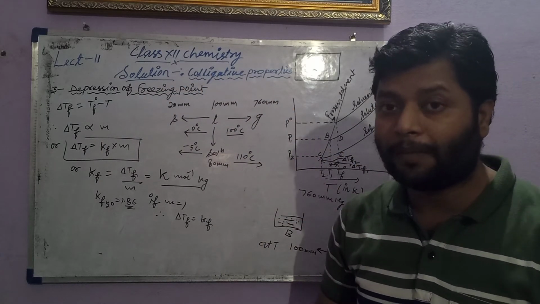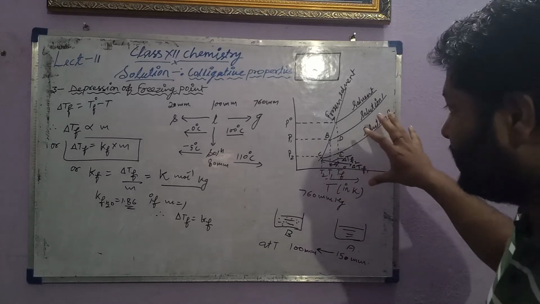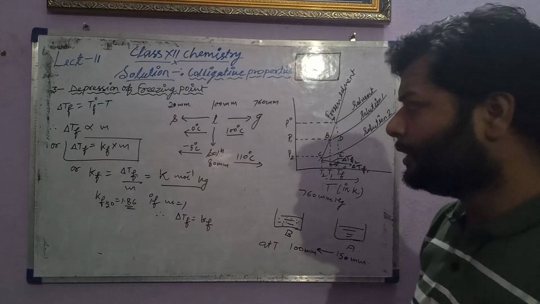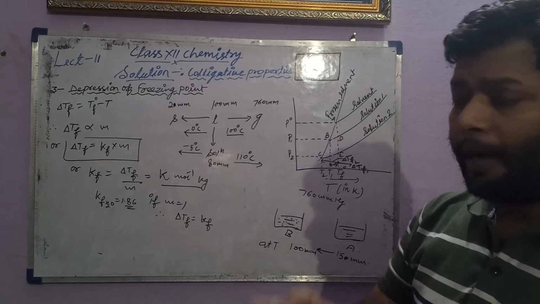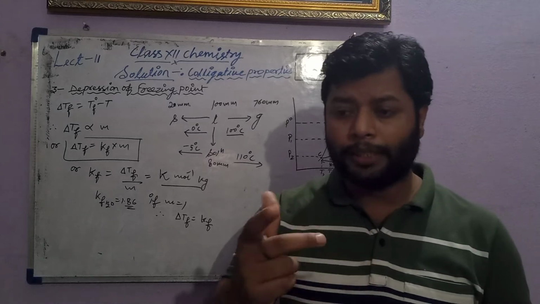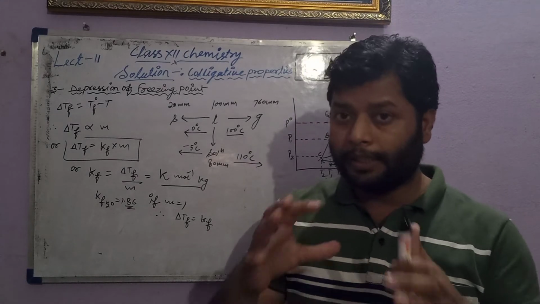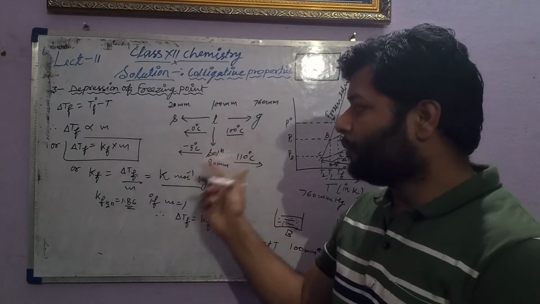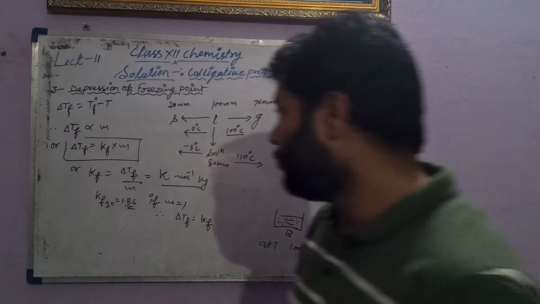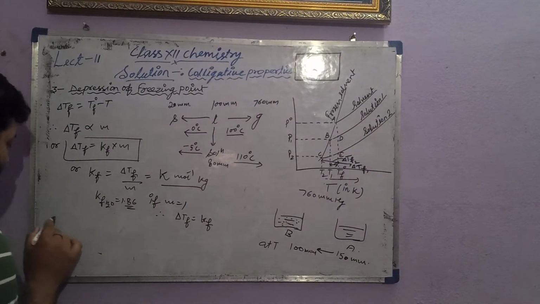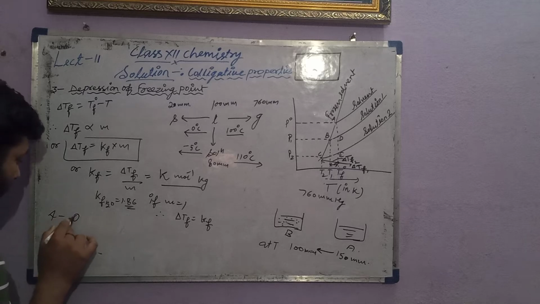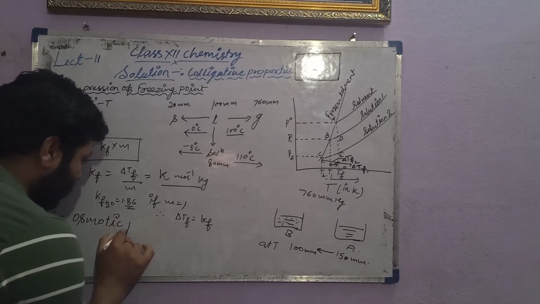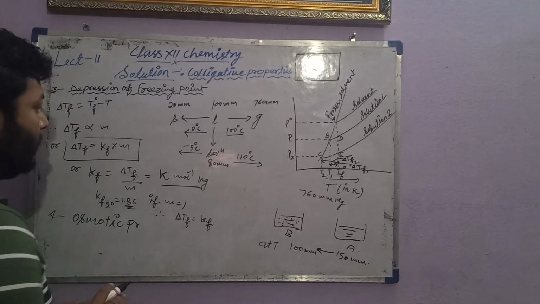You have to learn how to understand it through the graph, and through visualized examples. You have to solve some numericals. We'll check the numericals from the next lecture, because in this lecture we'll try to conclude the colligative properties. So depression of freezing point is all about this. Now the fourth topic is osmotic pressure.